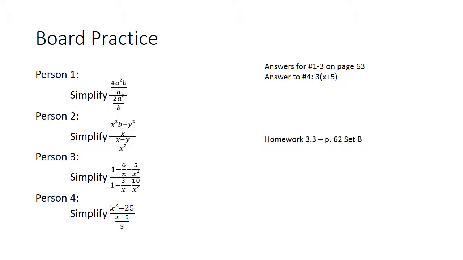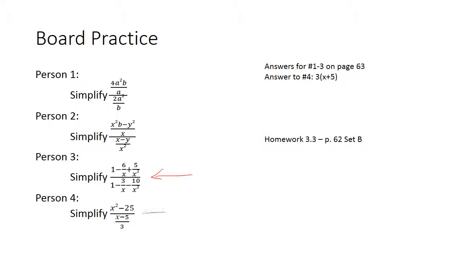Okay, so we're going to do board practice similar to how we did it yesterday. You go up with your groups and do these 4 questions. My hint to you on 2 of these, my hint for person 3, is notice that this is a trinomial, so you'll still need to make all common denominators to create one fraction in the numerator, one fraction in the denominator.